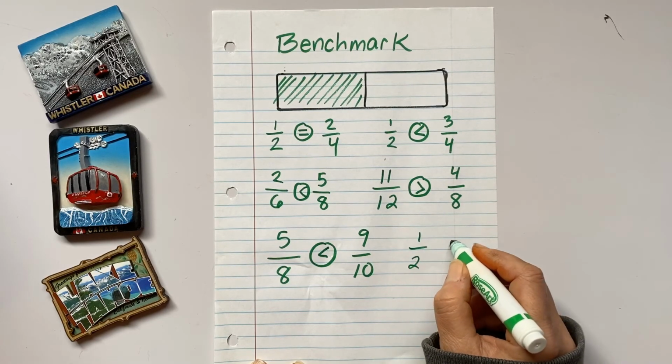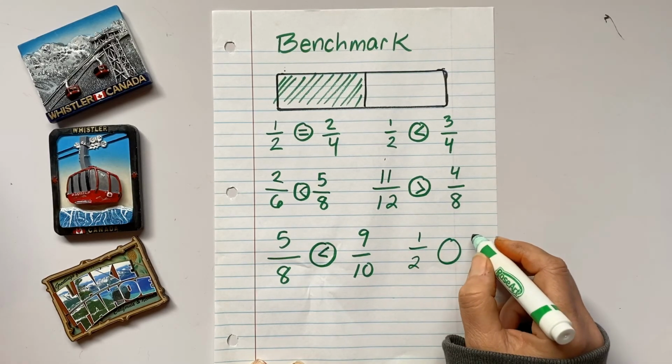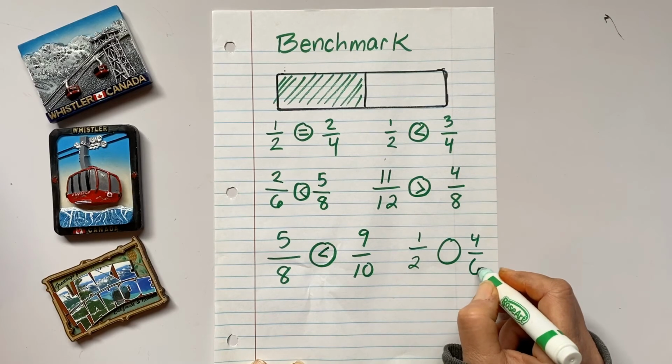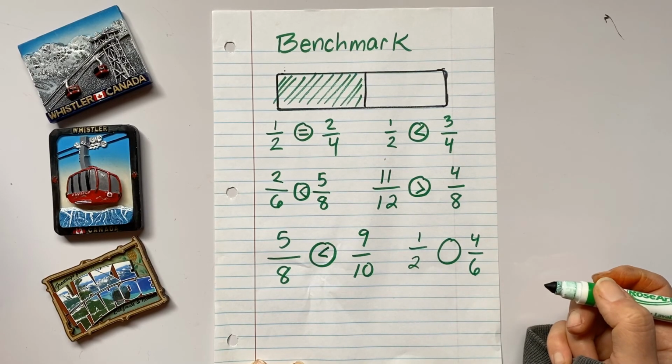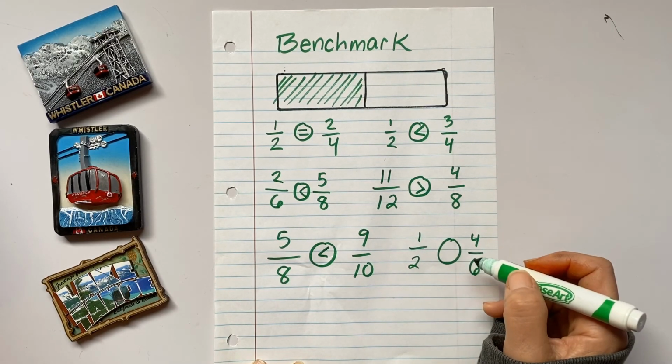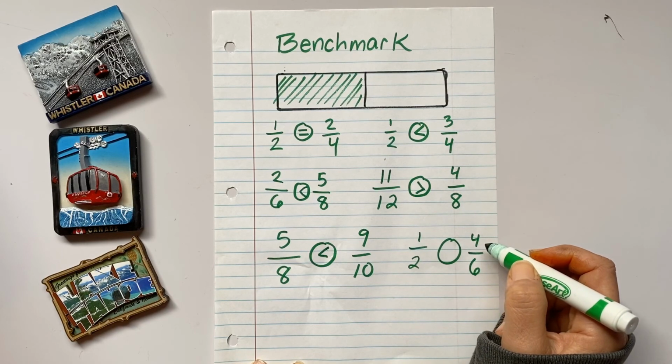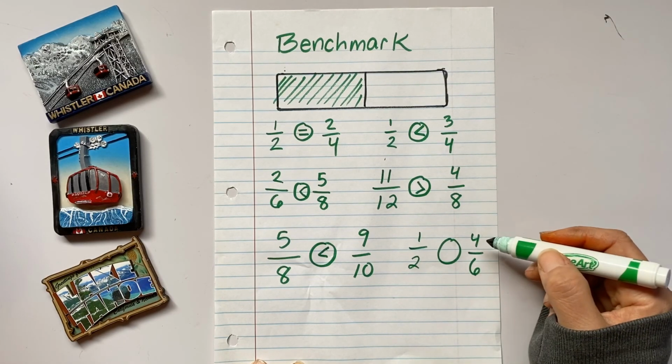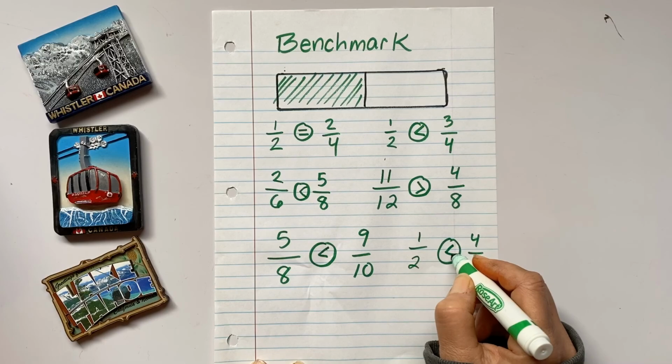All right, and last one, 1/2 greater than, less than, or equal to 4/6. So again, what is half of 6? It would be 3. So 4 is going to be greater than that, greater than 1/2.